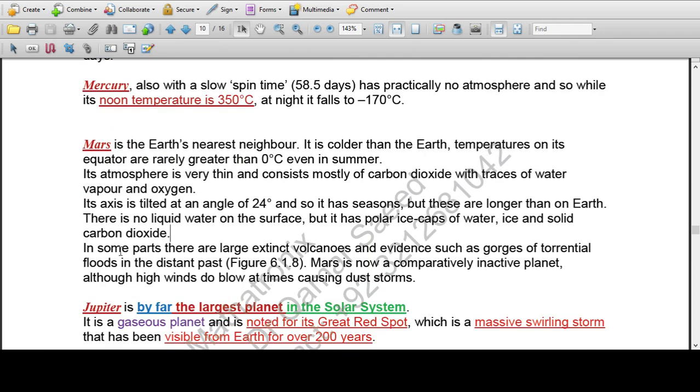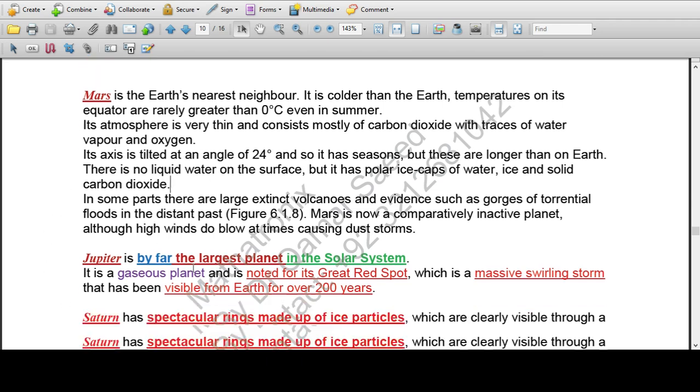In some parts there are large extinct volcanoes and evidence such as gorges of torrential floods in the distant past. Mars is now a comparatively inactive planet, although high winds do blow at times, causing dust storms. High winds always blow on Mars.